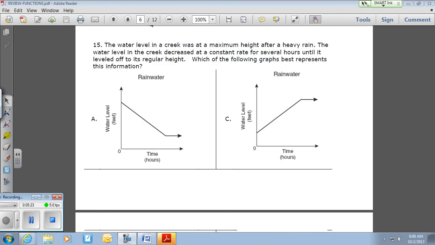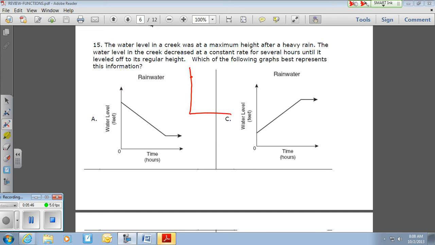Okay, number 15, we're looking at one of those time graphs. So let's see if we can interpret. Let's write our own graph just looking at the scenario number 15. So the water level in a creek was at a maximum height. So if I were to just draw that, I'd say it starts out up high. It's at its maximum height after a heavy rain.